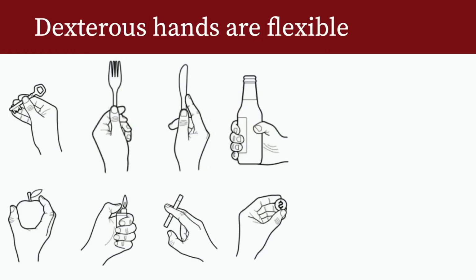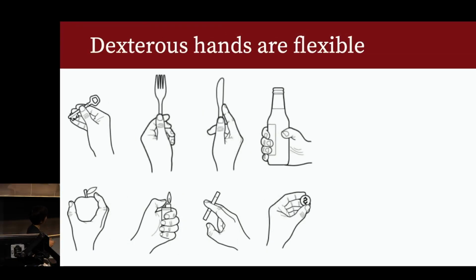The first advantage of a dexterous hand is that they are flexible, right? You can assume different configurations that perfectly conform to the shape of objects you want to manipulate. But this advantage comes with a price.